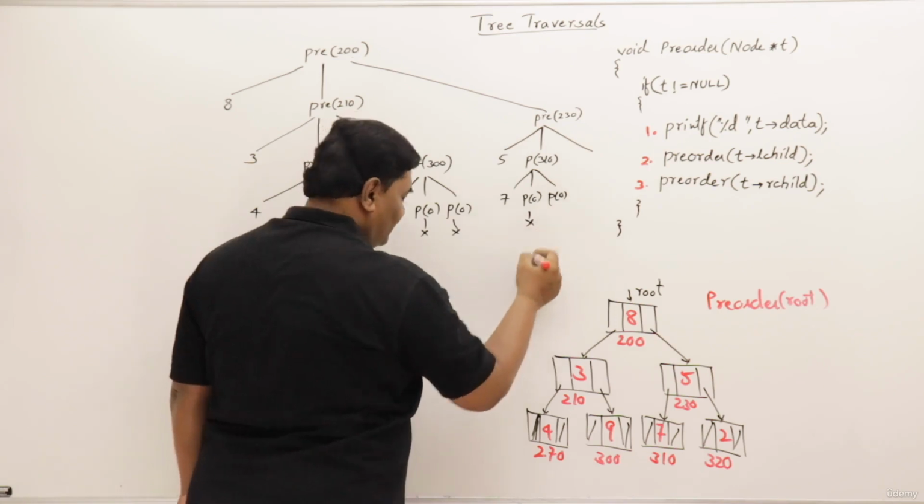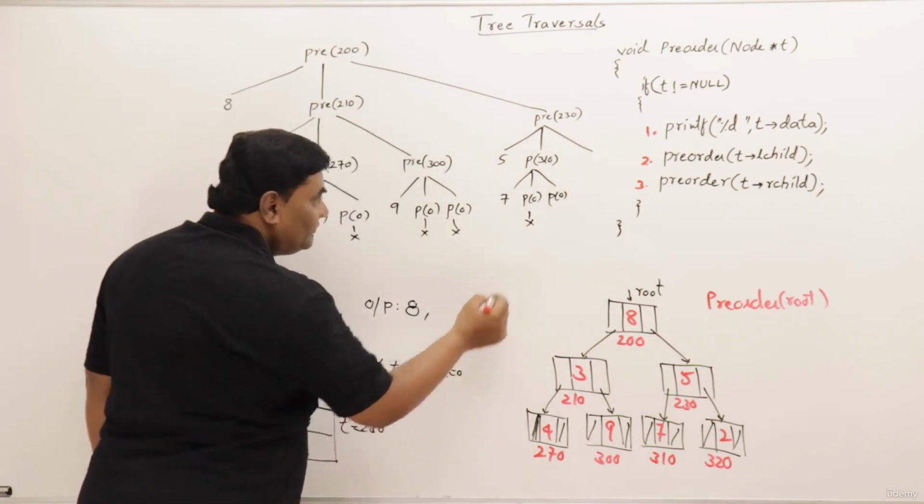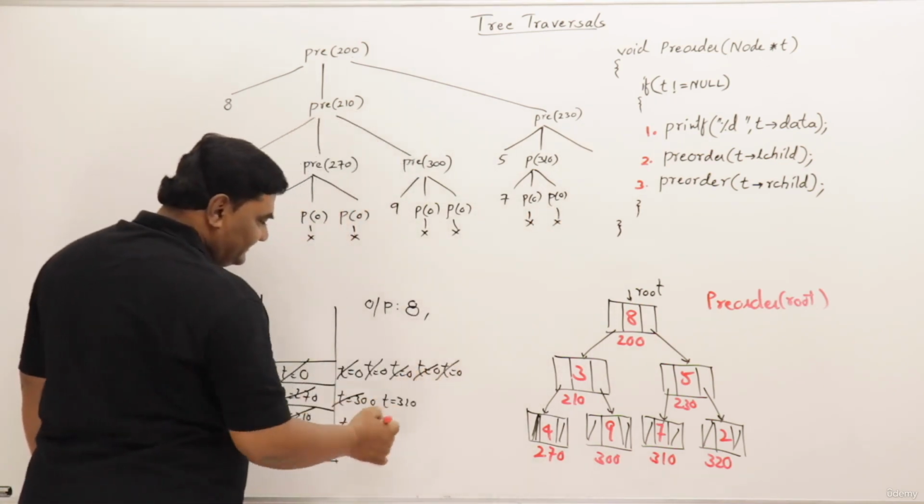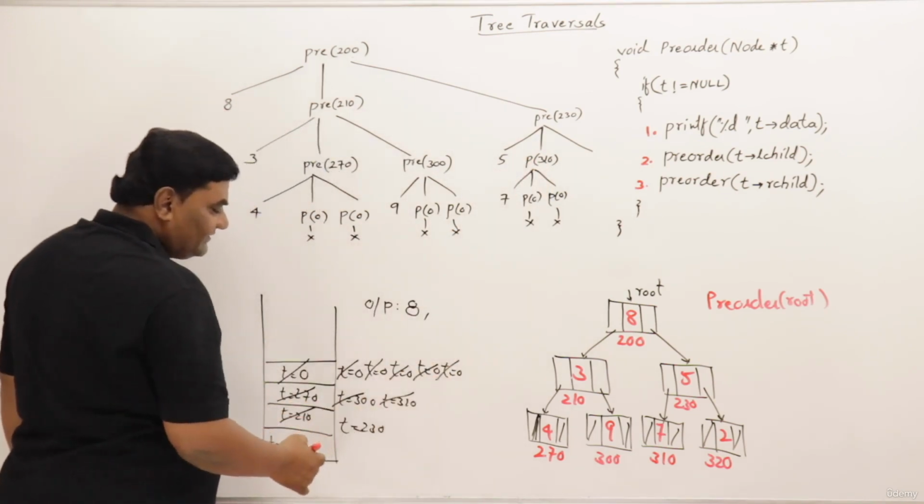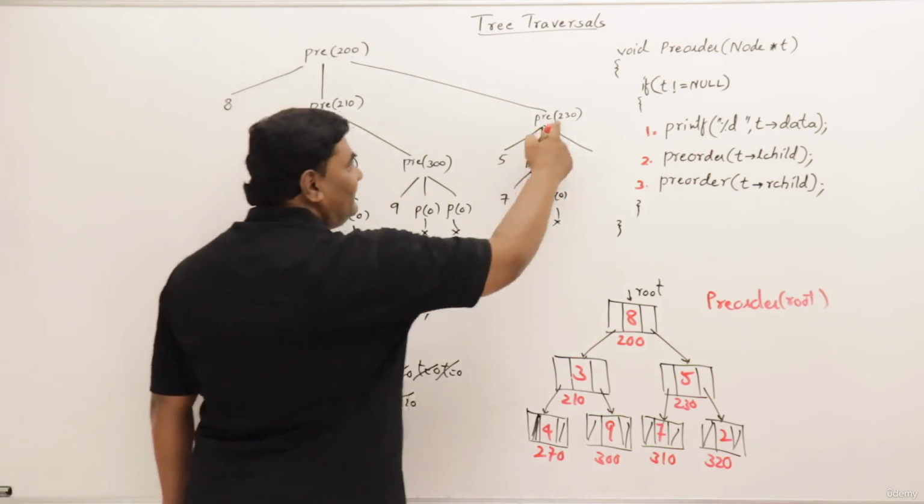Again P0 is called for the right child. T0 terminates. It ends. Goes back to this call. This is completed, so this is deleted. Then go back to this call.